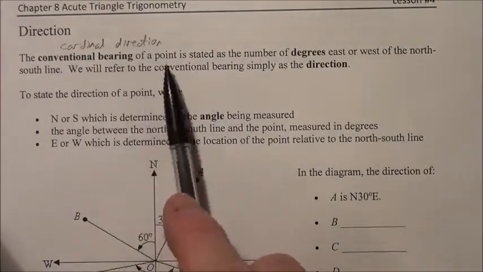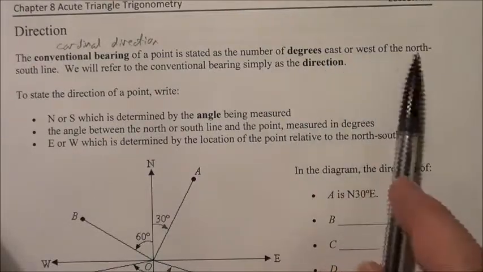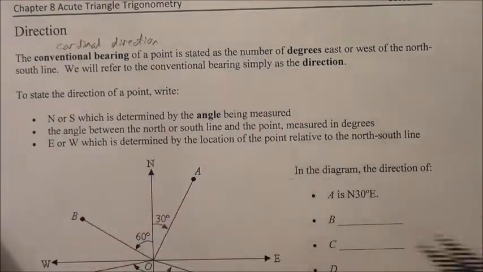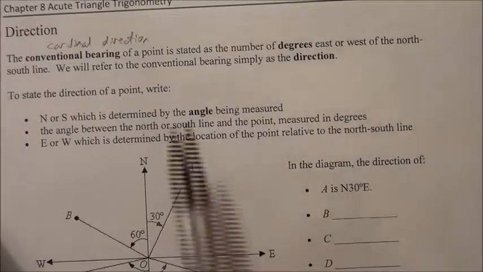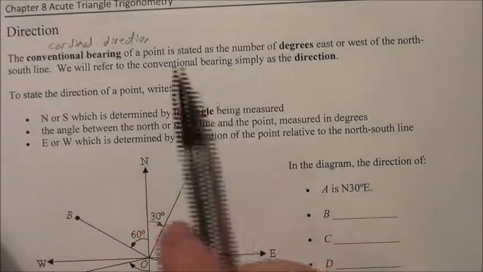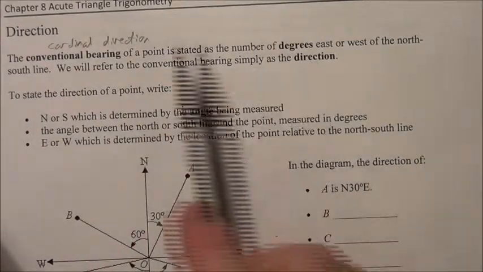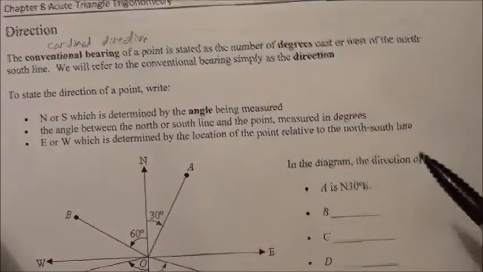So the cardinal direction of a point is stated as number of degrees east or west of the north-south line. So I've kind of looked at that over the past example. And we refer to this conventional bearing simply as direction, which is what I wrote up here, cardinal direction.